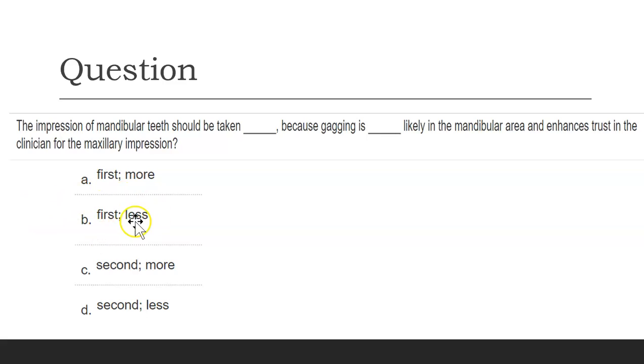The impression of the mandibular teeth should be taken first. So always do the mandibular impression first because gagging is less likely in the mandibular area. So you're not scaring them. You're starting with an easy area. You're starting with the mandible because it's easy, because they won't gag. If you start with the maxillary, they're going to be gagging, and by the time you get to the mandibular, they're already traumatized. So you don't want to scare them. Always start with the mandibular, then do the maxillary impression.